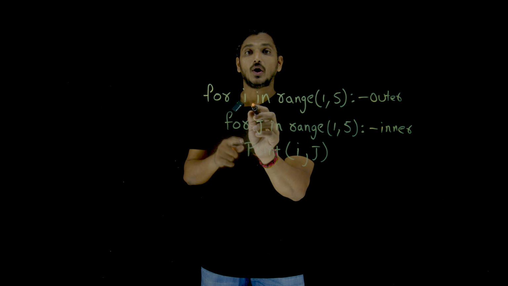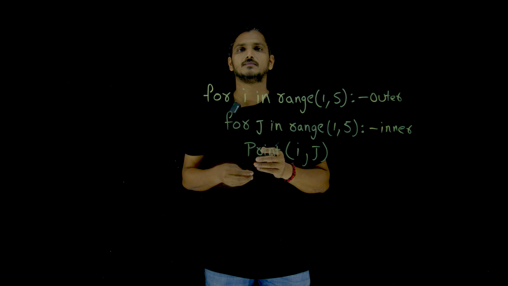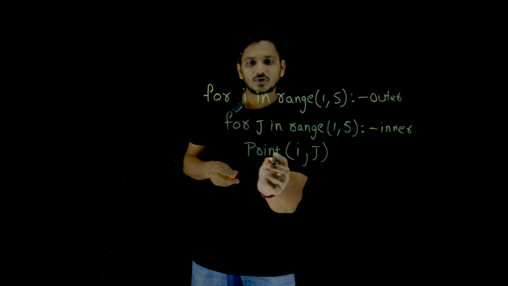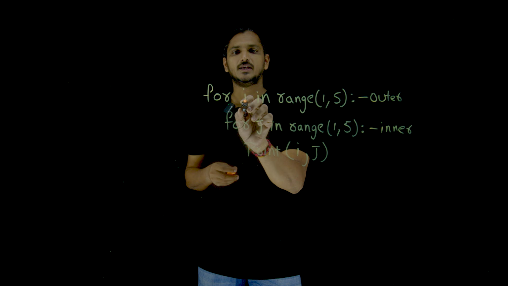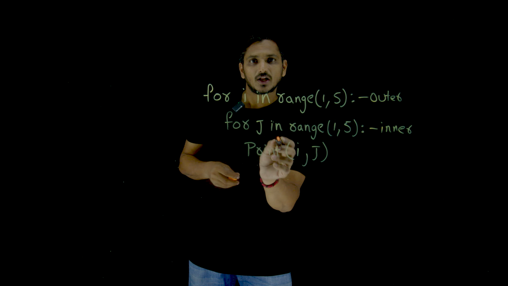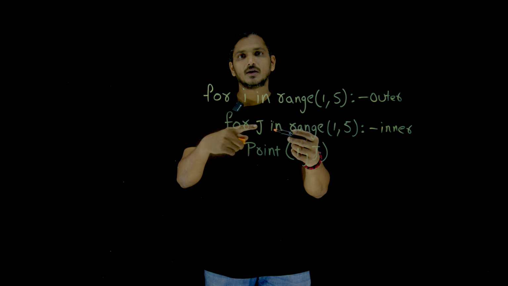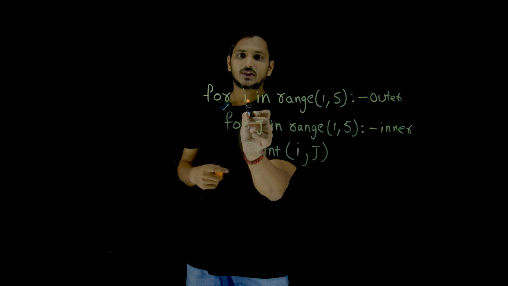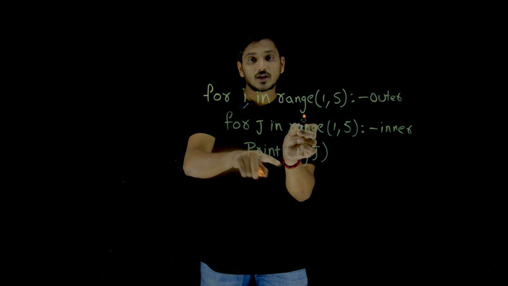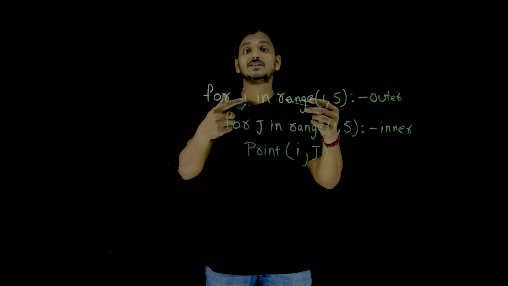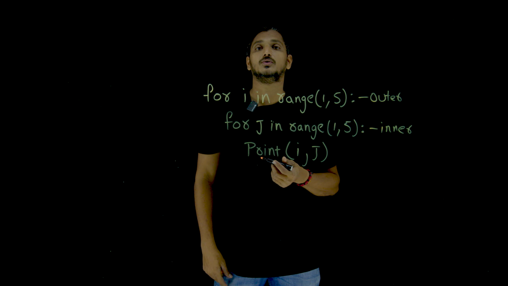With i is equal to 2, again execute the loop. It has to complete 4 times again. With i is equal to 3, again this inner loop has to execute, completing 4 times. With i is equal to 4, again this inner loop has to execute 4 times. This is how it is going to execute.